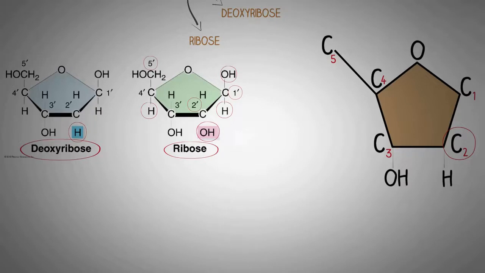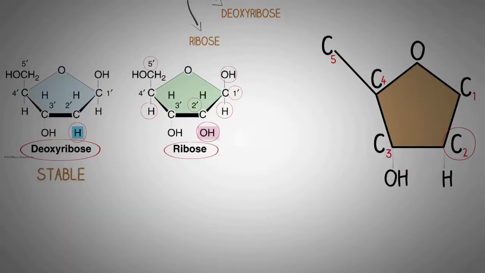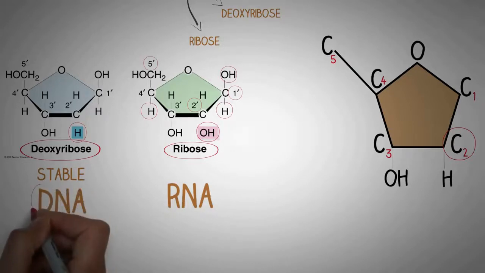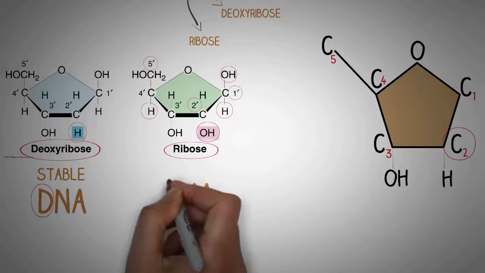The resultant sugar, the deoxyribose, is more stable as compared to ribose because of one less functional group. The deoxyribose is present in DNA and ribose is present in RNA. You can also remember this by the starting of the DNA, which starts with D, so the deoxyribose, and the RNA which starts with R, so the sugar is the ribose.